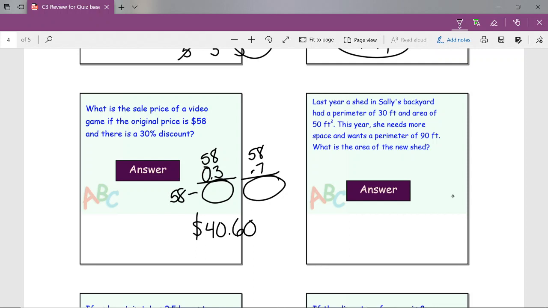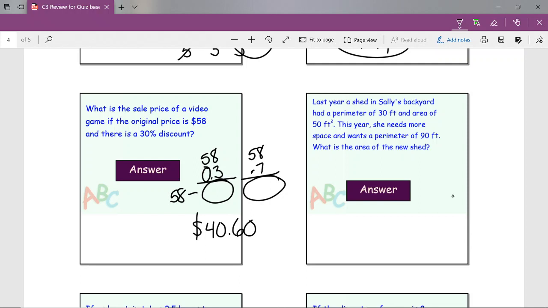Okay, just a couple more here and then this video will be finished up. So last year, a shed in Sally's backyard had a perimeter of 30 feet and an area of 50 feet squared. This year, she needs more space and wants a perimeter of 90 feet. What is the area of the new shed?